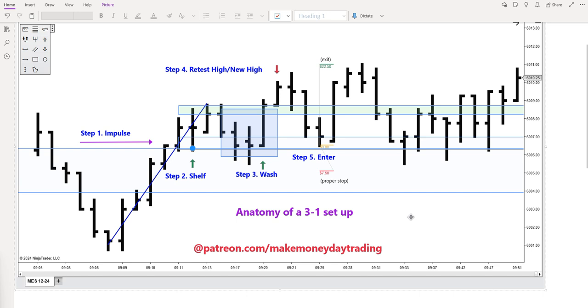After years of doing this, my mentor helped me understand a lot of things, but one of them was this setup. Very simple. It's how the market works. There's an impulse leg, right? It creates a shelf, creates a wash. The wash cleans out the shelf. Price takes off, retests the high of the impulse leg, and comes back down by the shelf, only to take off again. And in this scenario, we have a couple of 3-to-1 trades. Those are the steps, five of them: impulse leg, shelf, wash, retest the high, and then enter back here.